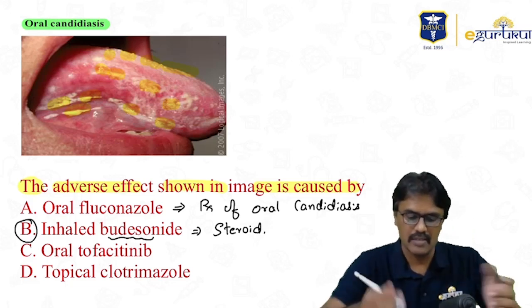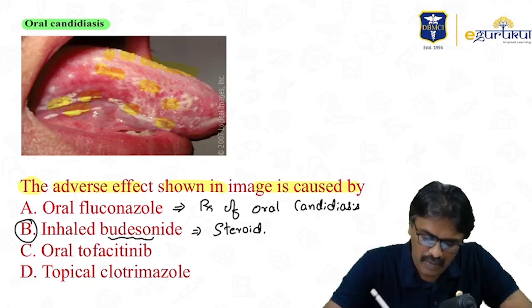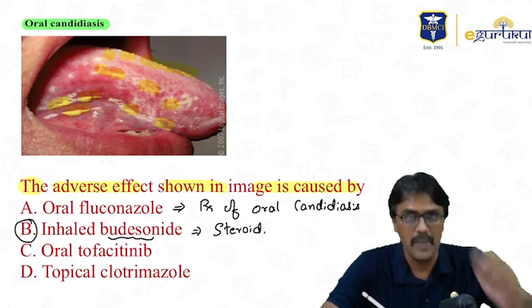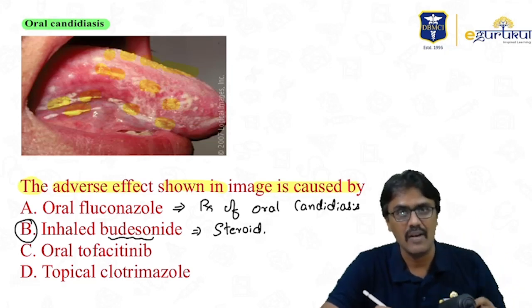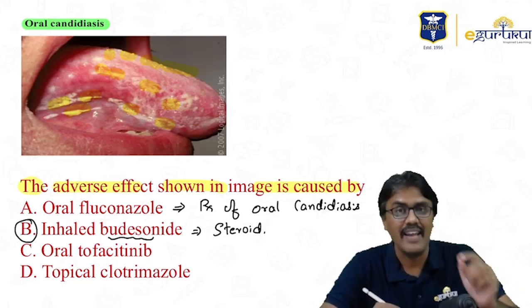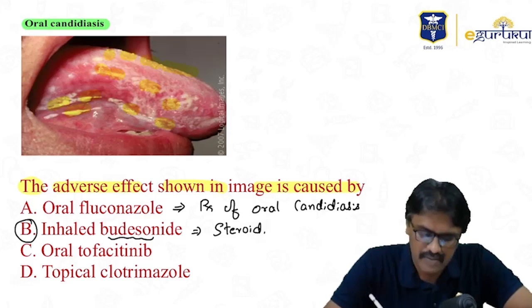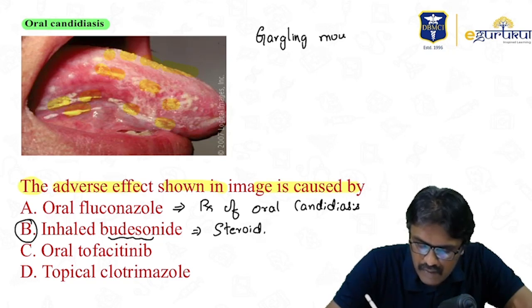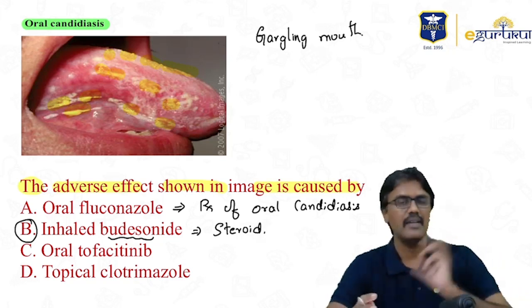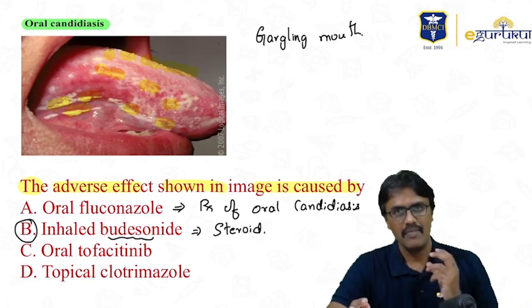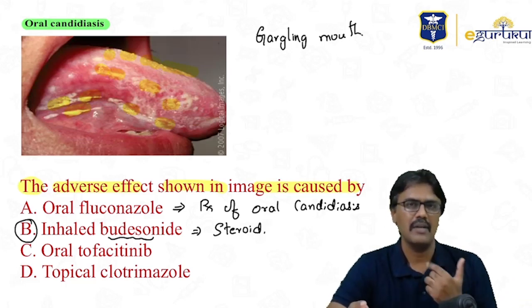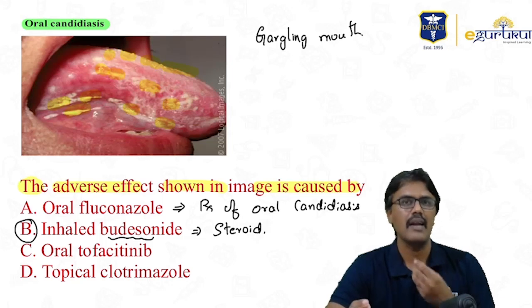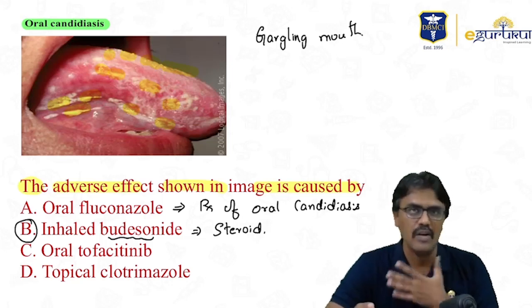Now, how do you prevent this oral candidiasis when a patient is taking an inhaled steroid? One way is by gargling the mouth. Simple gargling of the mouth will prevent this opportunistic infection. After they take that inhaler, they have to gargle for 1 minute. If they gargle, the steroid deposition will not occur.